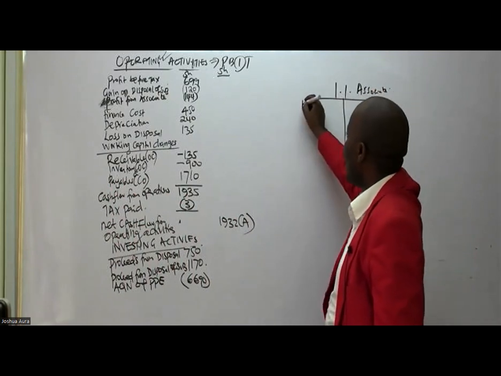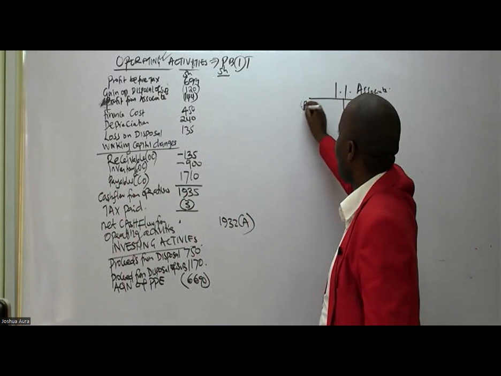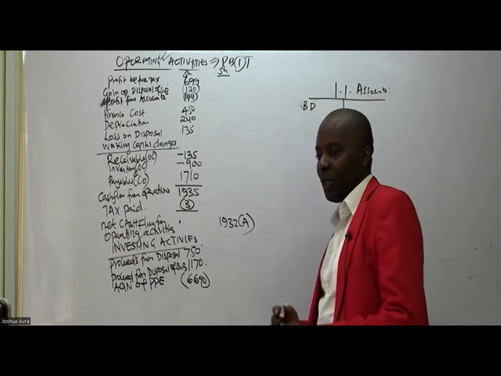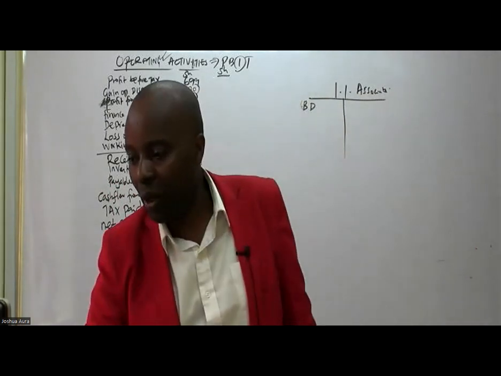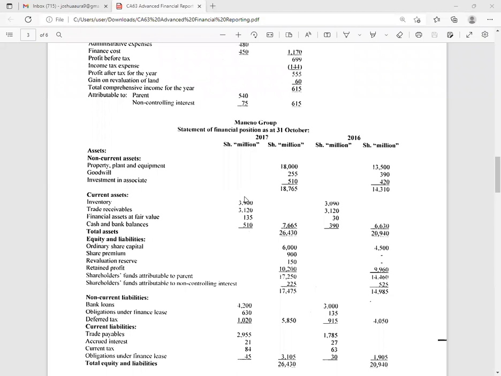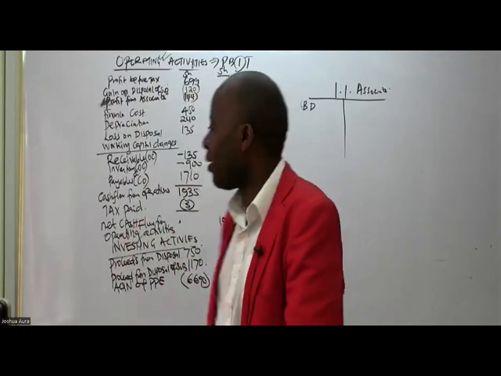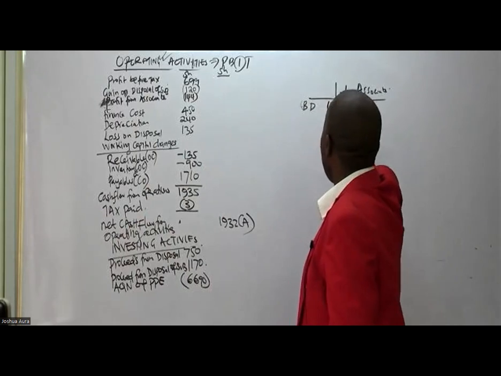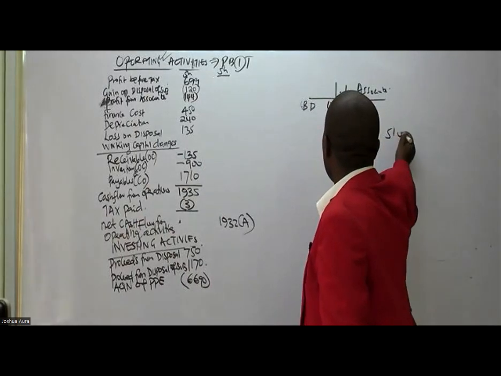So we have here balance brought down. Are you able to see the balance brought down for this associate? The balance brought down for the associate is 420, carried down is 510, if I'm not wrong.